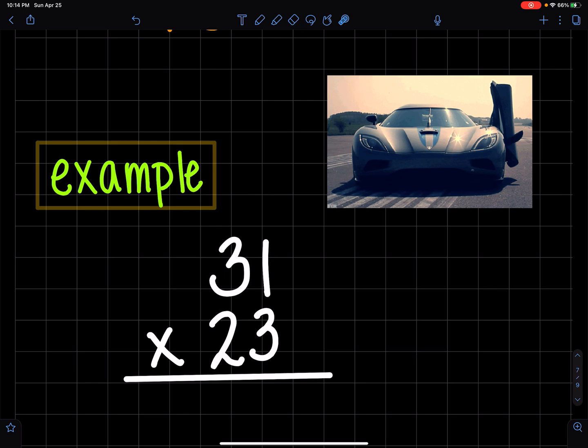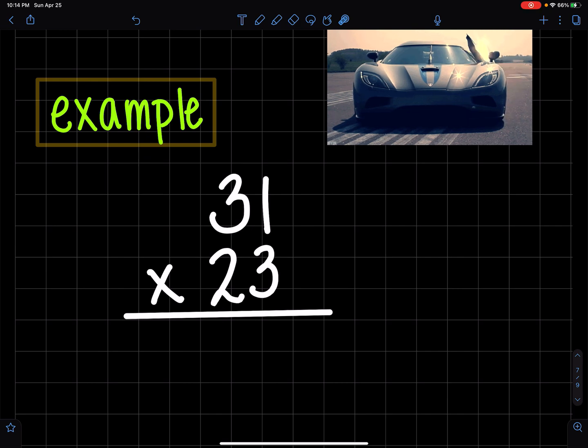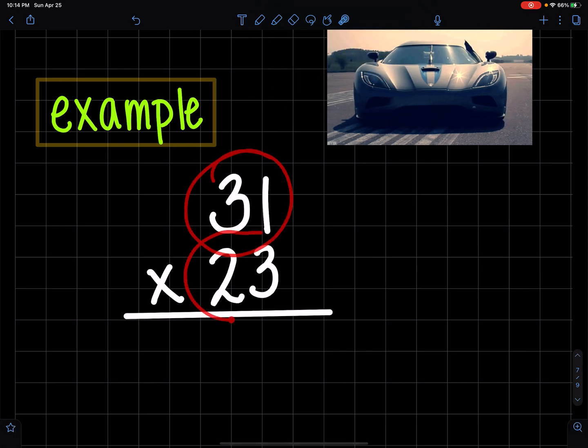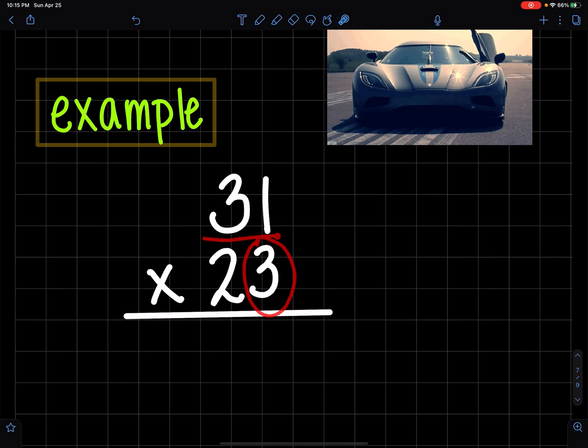Okay, sweet. Let's do one more example just to make sure that we have it. And then we're going to let you do your homework, okay? So here we go. This is 31 times 23. So we're multiplying two-digit numbers together. So let's start with the ones. We're going to do 31 times 3.